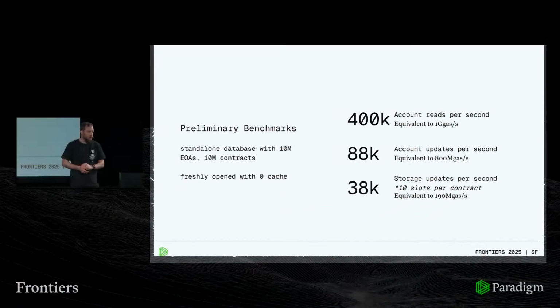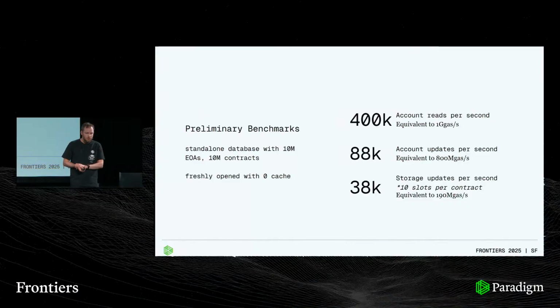So opening up a new database, putting a bunch of accounts and storage into it, and then moving this file around somewhere else so that there's no IO or OS level cache. We get some pretty good single-threaded metrics here. So we can get about 400,000 account reads per second, which is the equivalent of 1 gigagas a second. That's just pure IO.